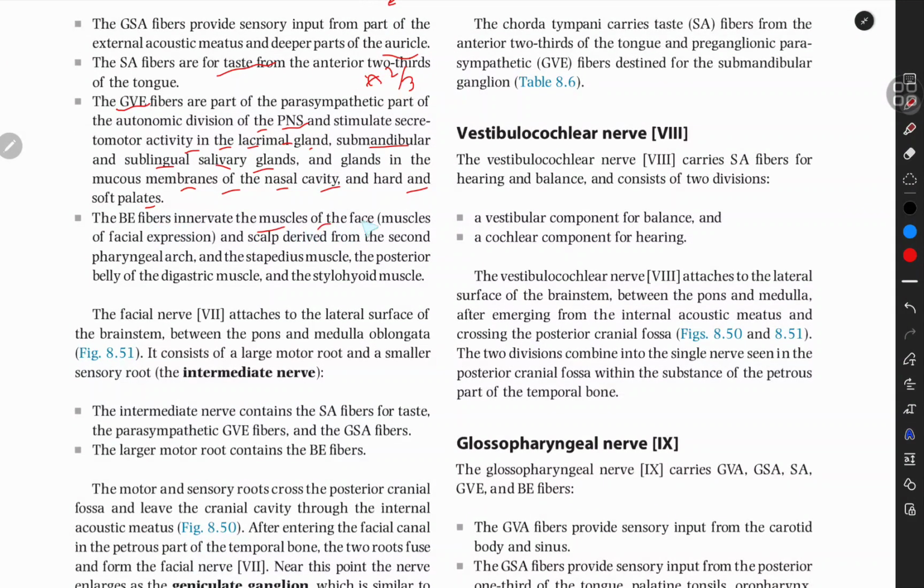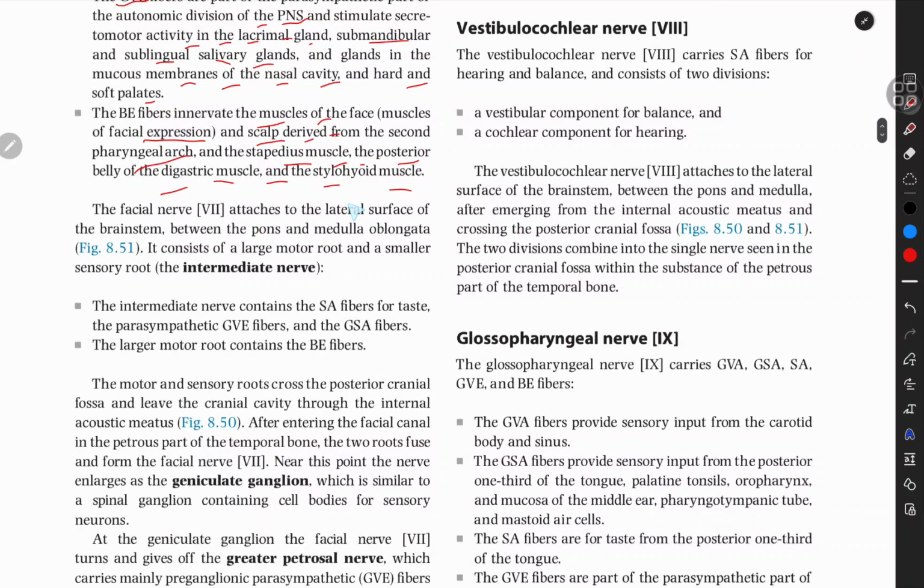Branchial efferent fibers innervate the muscles of the face, muscles of facial expression. Okay, yeah, this is the facial nerve, derived from the second pharyngeal arch: the stapedius muscle, the posterior belly of the digastric, and the stylohyoid muscle. Okay, so the posterior belly of the digastric is from the facial nerve, and the anterior belly of the digastric is from the trigeminal nerve. Also, muscles of facial expression, stapedius muscle and the posterior belly of the digastric, and the stylohyoid muscle.